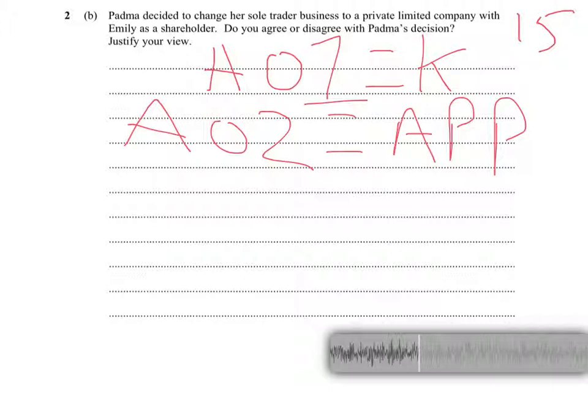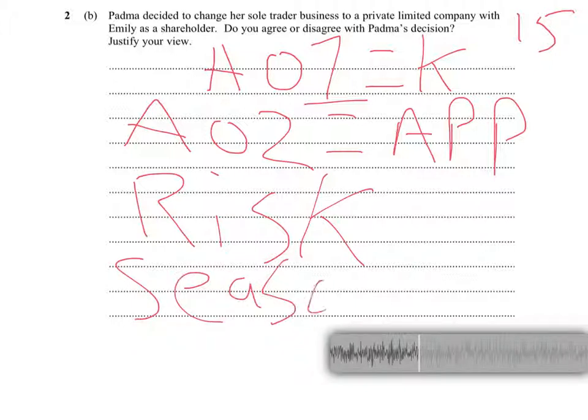Use arguments such as the risks involved with sole trader businesses and how liability can reduce this. Consider the reasons why becoming a private limited company might be beneficial to Padma in this instance. Consider the fact that this business has what we call seasonal demand.